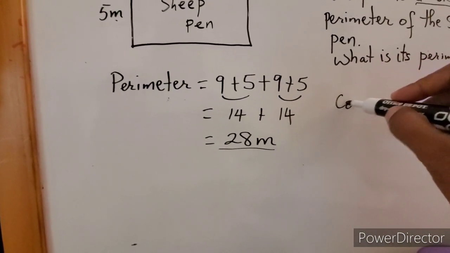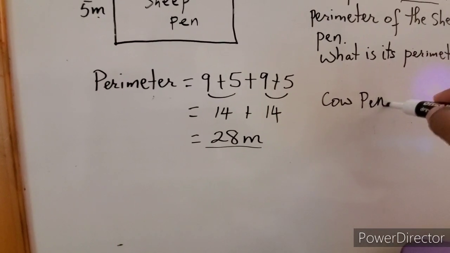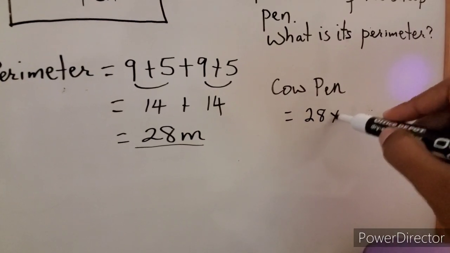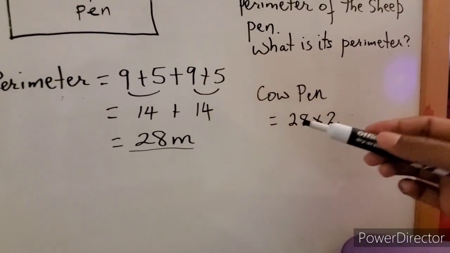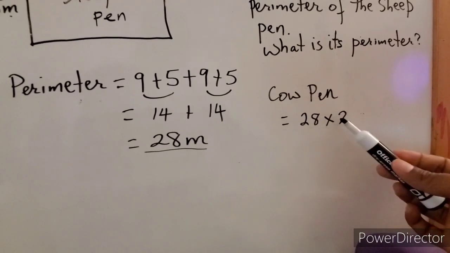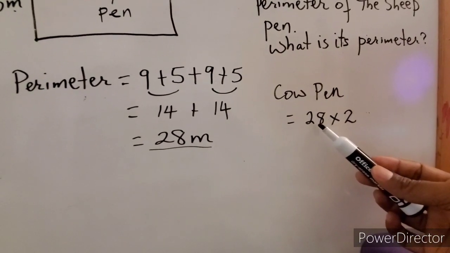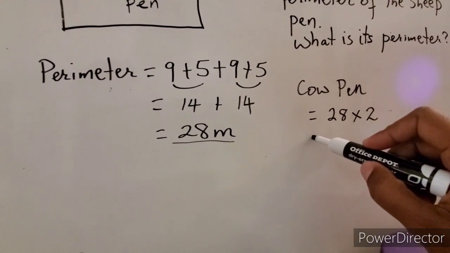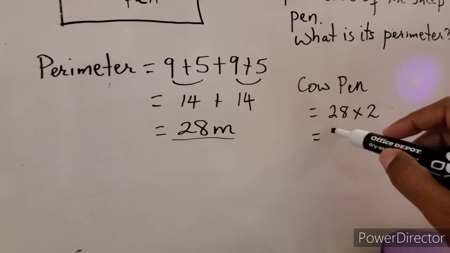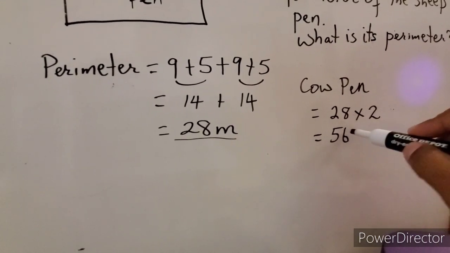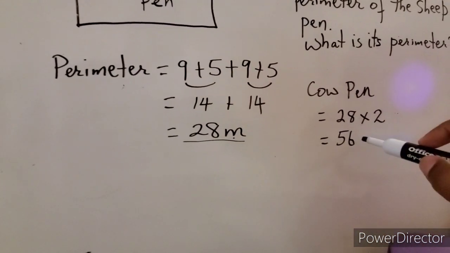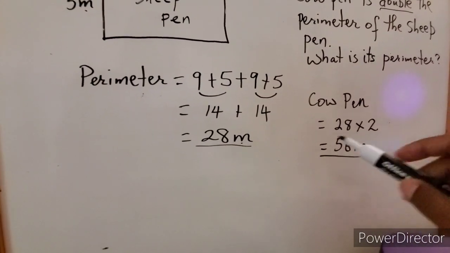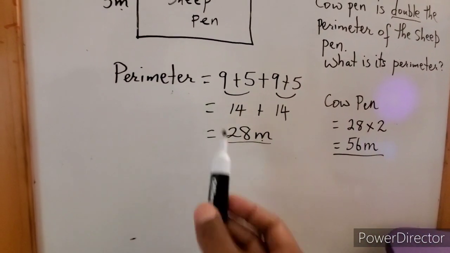So the cow pen, P-N, equals 28 multiplied by 2, because you're doubling it, and double means that you multiply the number by 2 or you add it to itself. So in other words, you're getting 2 of the same thing in one. So 28 times 2 is equal to 56, and it's 56 meters because the unit is in meters. Okay, so this is the cow pen's perimeter because it's double the sheep pen's perimeter.